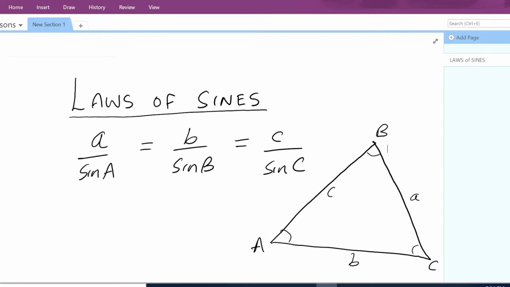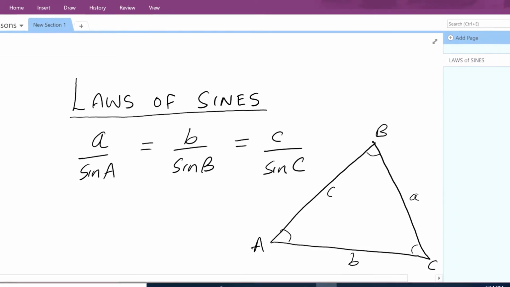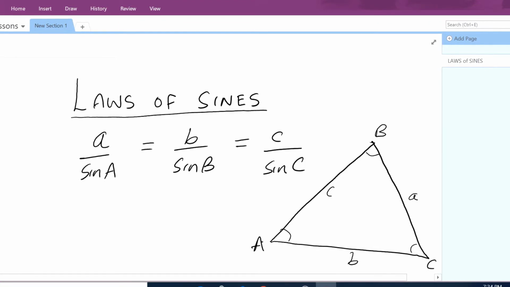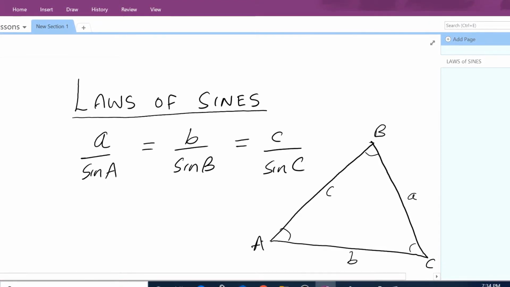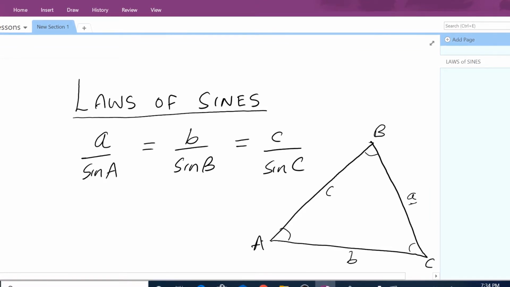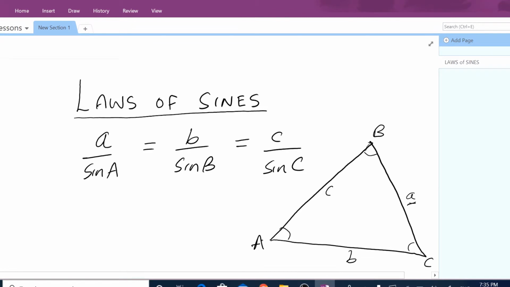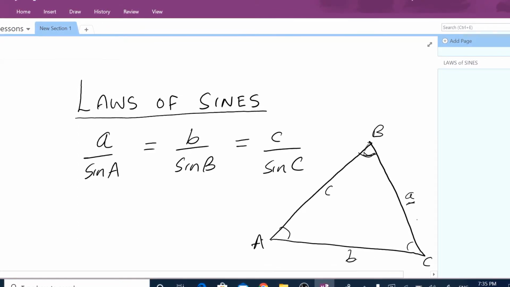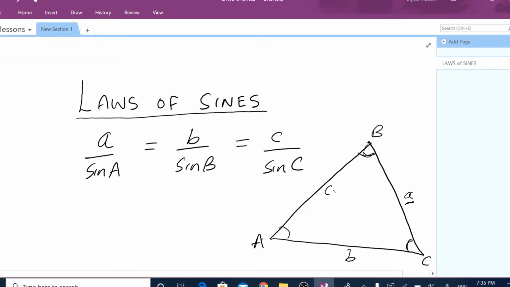Say we have a triangle A, B, and C, where the side opposite to angle A is A, and the side opposite to angle B is B, and the side opposite to angle C is C.